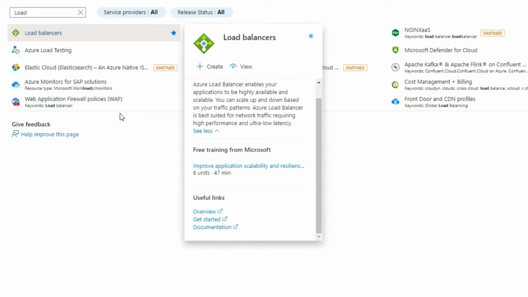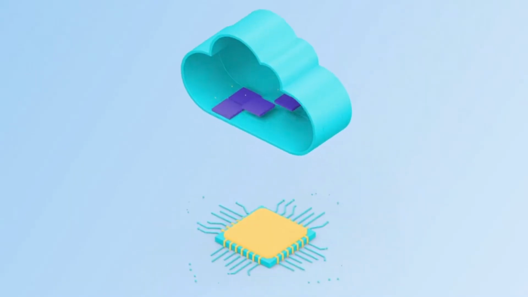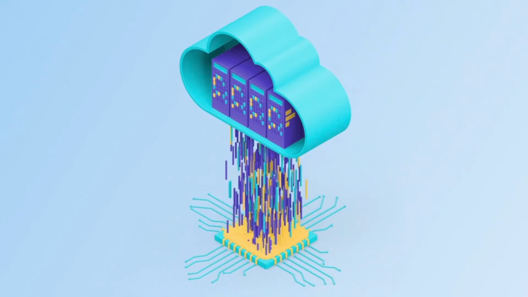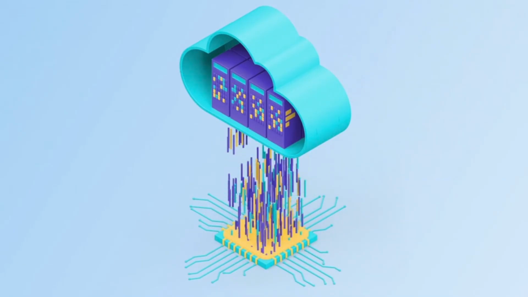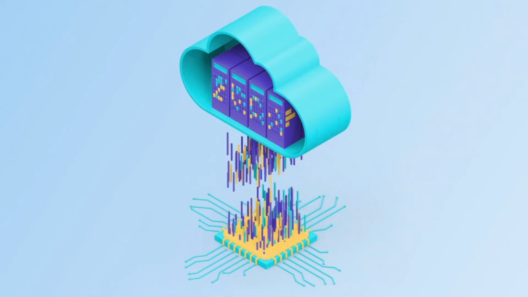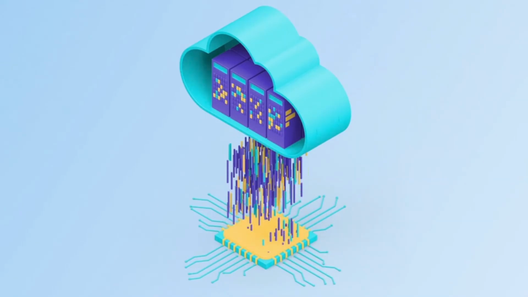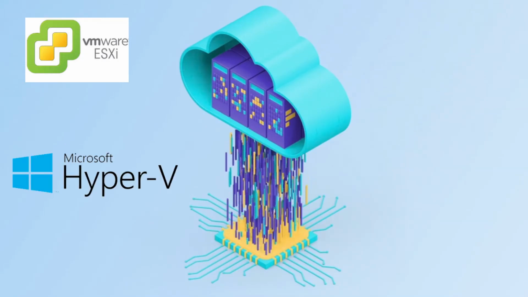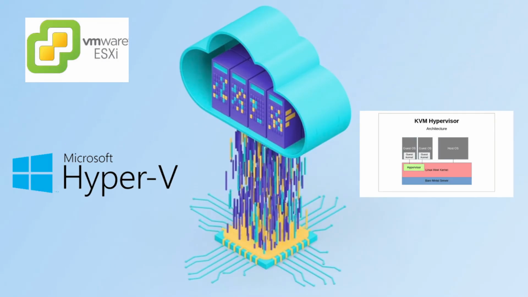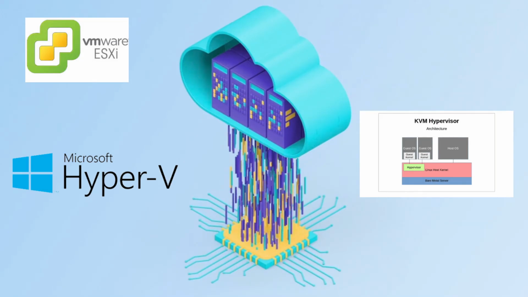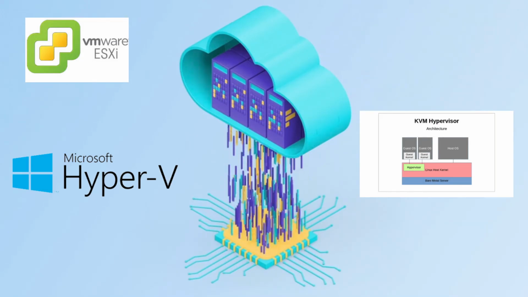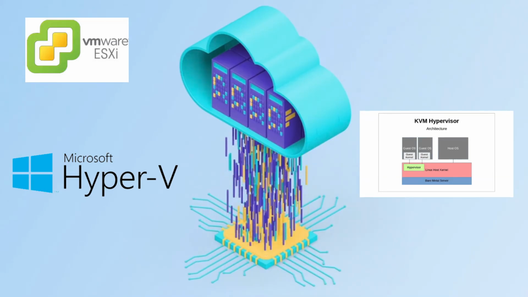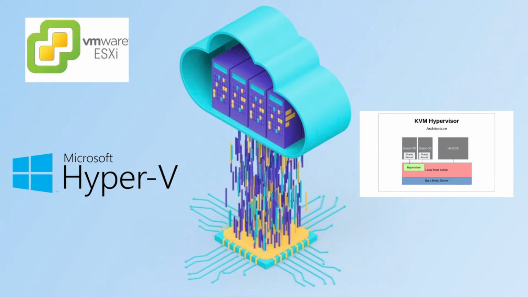The architecture of IaaS revolves around virtualization and hypervisors. Virtualization abstracts the physical hardware, allowing multiple virtual instances to run on a single physical machine. Hypervisors, such as VMware ESXi, Microsoft Hyper-V, and KVM, manage these virtual instances, allocating resources like CPU, memory, and storage. This architecture ensures that resources are utilized efficiently and can be dynamically allocated based on demand.